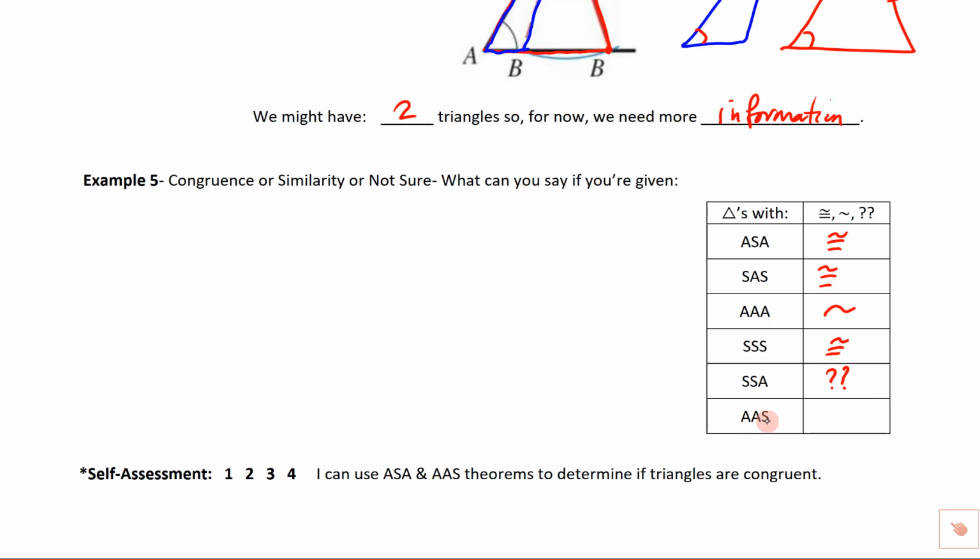And then, of course, angle, angle, side. Again, the cool thing about this is because of the triangle sum theorem, if you've got 2 angles and a side, it doesn't matter which angles and side you've got, you'd automatically be able to show congruence.